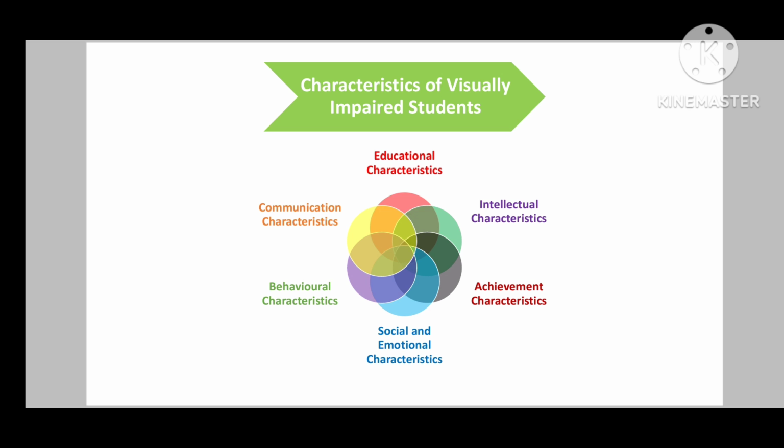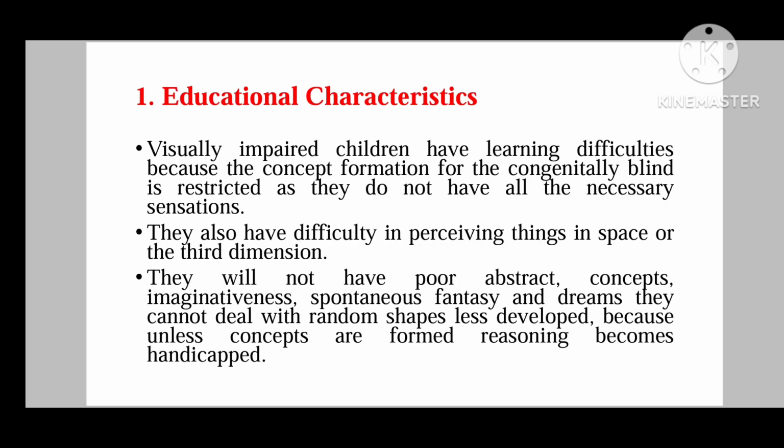Characteristics of visually impaired students. For your convenience, I have made these important points in this way: educational characteristics, intellectual characteristics, achievement characteristics, social and emotional characteristics, behavioral characteristics, and communication characteristics. We will discuss in detail one by one. The first one, educational characteristics.